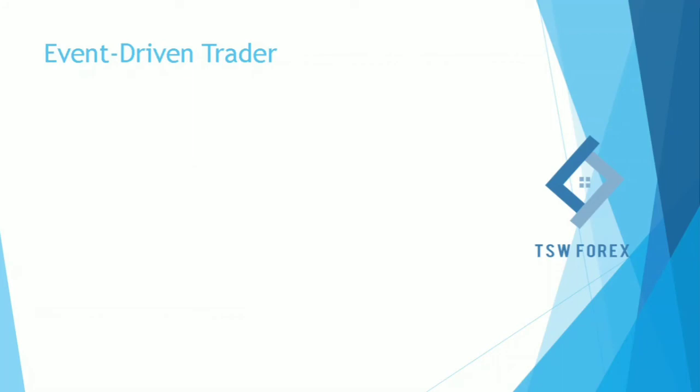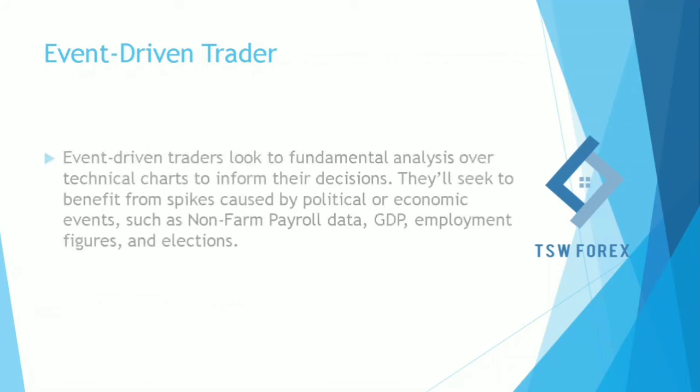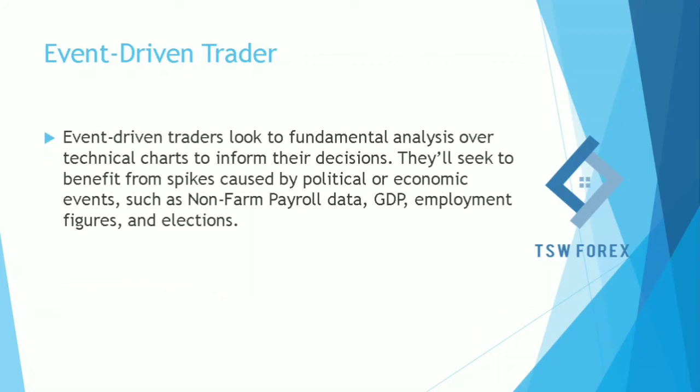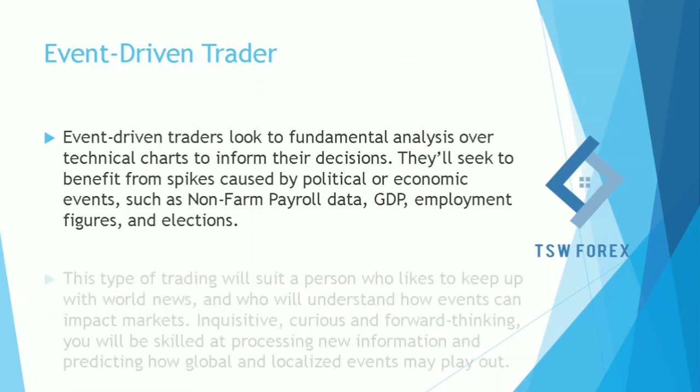The last type of trader is the event-driven trader. Event-driven traders look to fundamental analysis over technical charts to inform their decisions. They seek to benefit from spikes caused by political or economic events, such as non-farm payroll or NFP. We'll discuss those later on. GDP, gross domestic product for a country, and then unemployment figures and elections, etc.